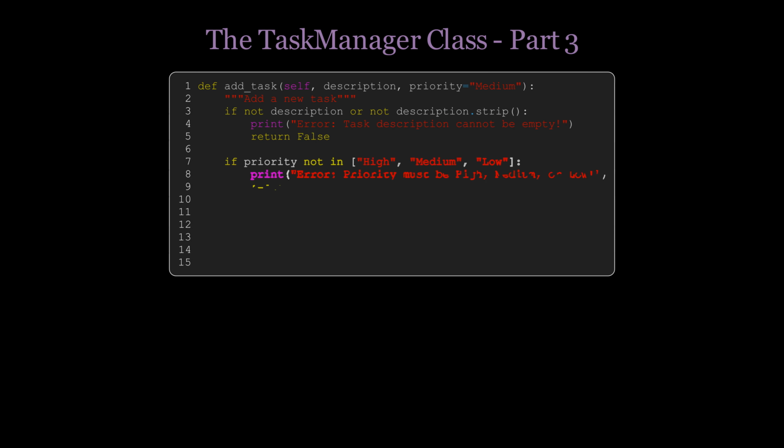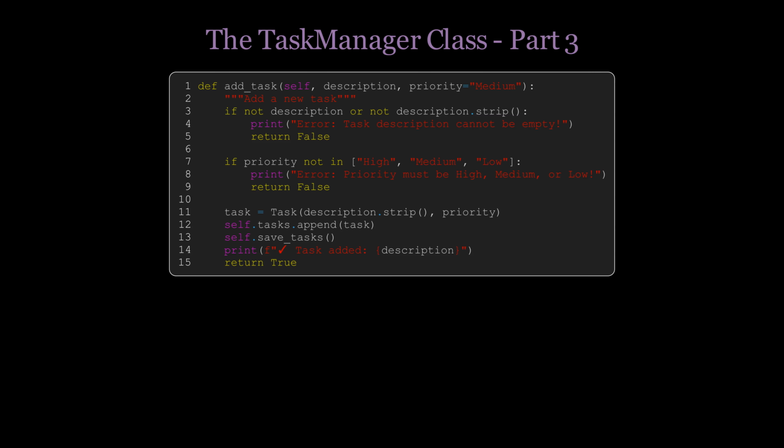Let's implement the add_task method. This creates a new task object and adds it to our collection. It's the most fundamental operation, building your to-do list. The add_task method takes a description and optional priority. First, we validate that the description isn't empty by checking if it exists and if its stripped version has content.